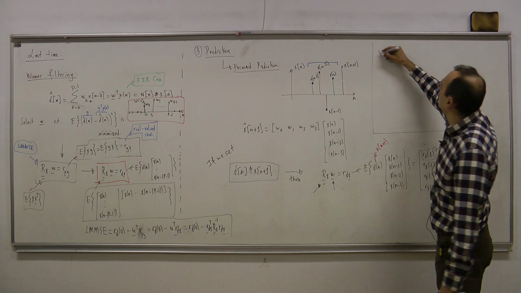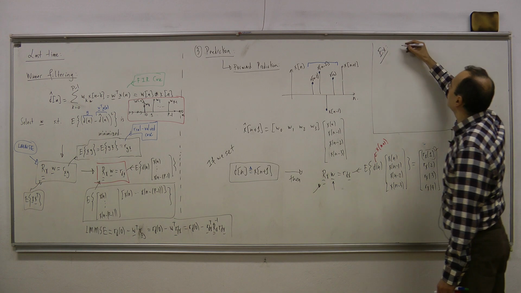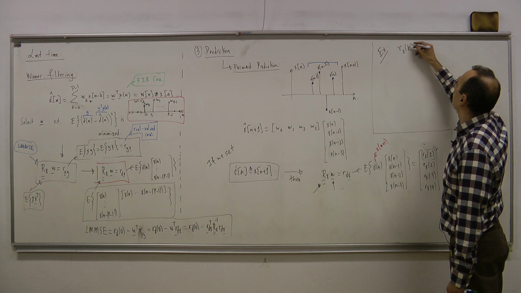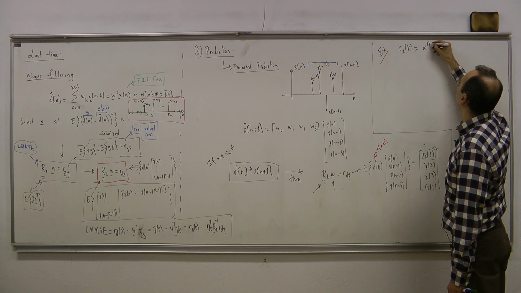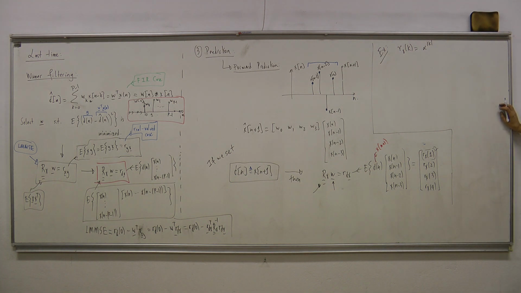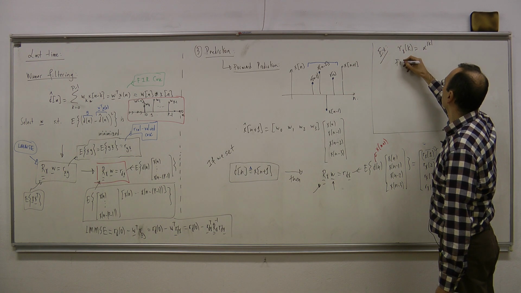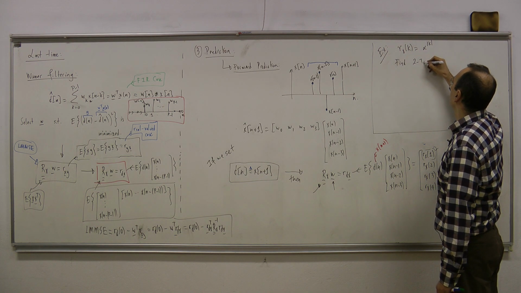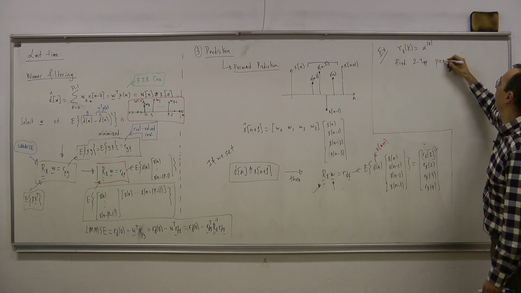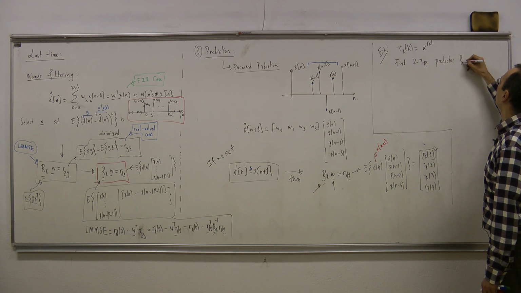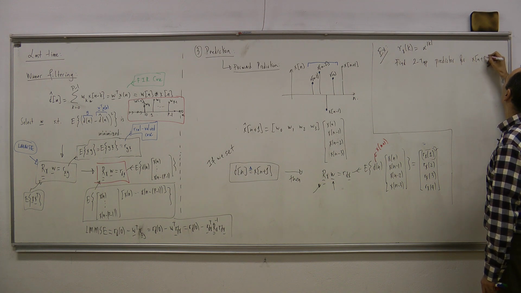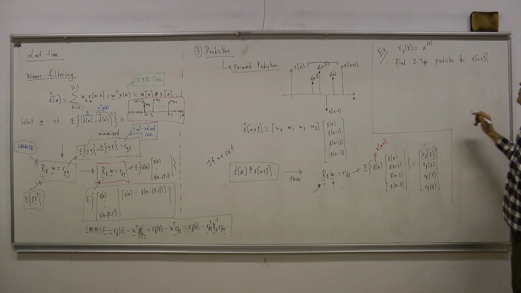So what is the example? Let's say that Rx of k is alpha to the power absolute k. This is an example from Hayes's textbook. There are some other examples, please also check them. Now what is the question? Find a 2-tap, let's say, predictor for x of n plus 1.